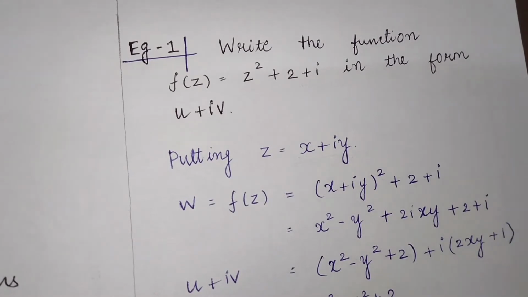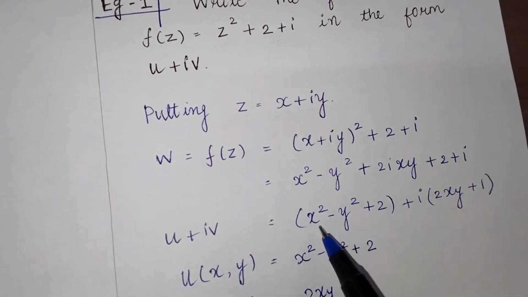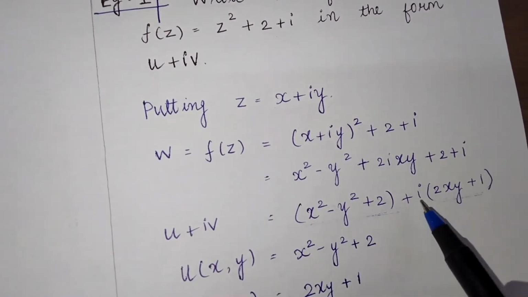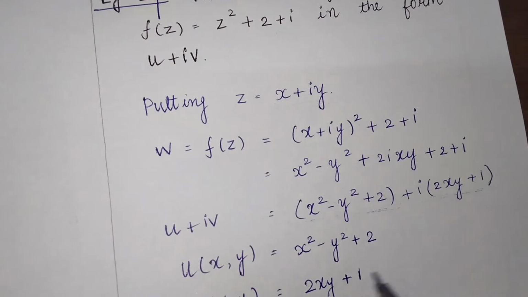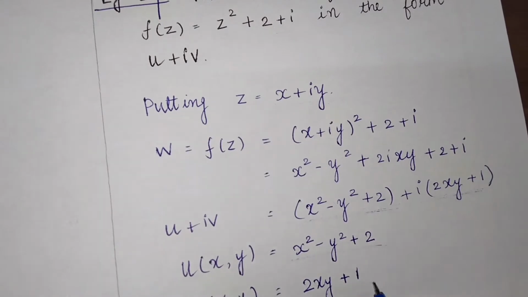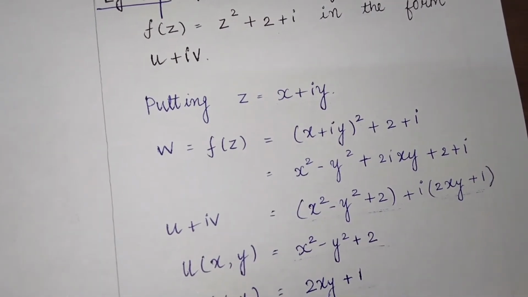Now what we have to do? We want u plus iv form. So as we want u plus iv form, the real part will be u and the imaginary part will be with the i term. So as we have to find u and v, this is our u and this is our v. In this way you have to find the u plus iv form. Okay, example 2.